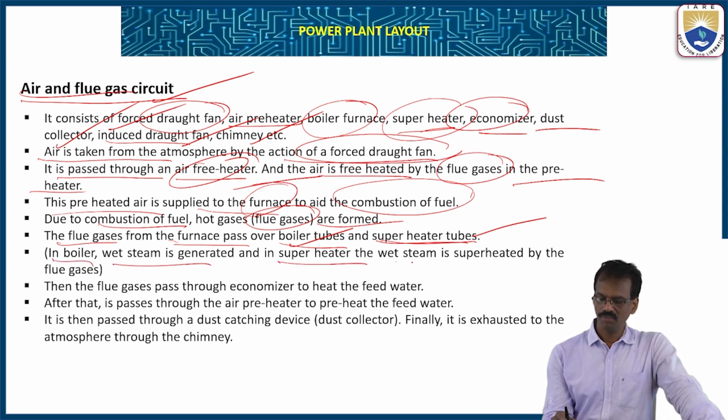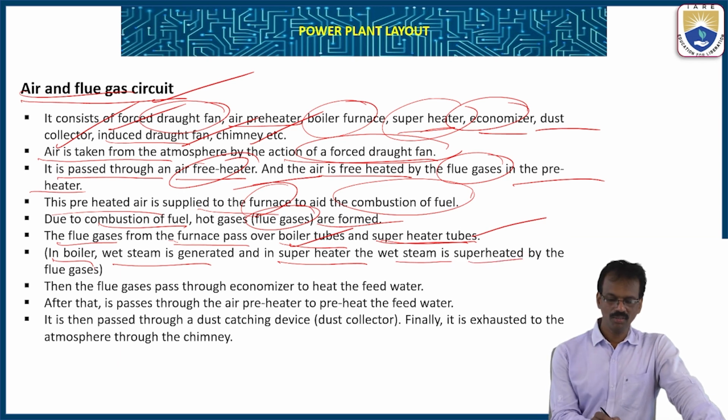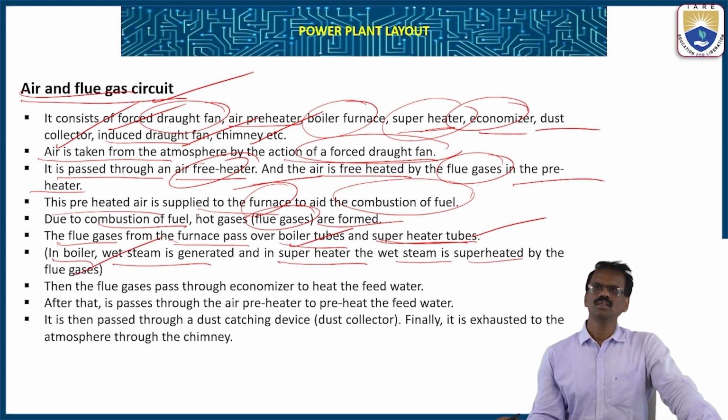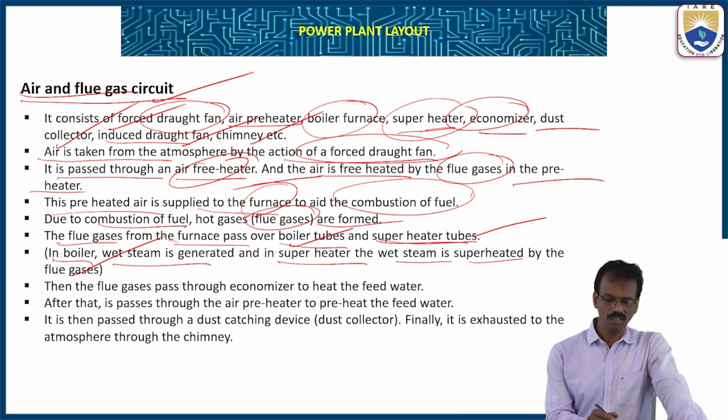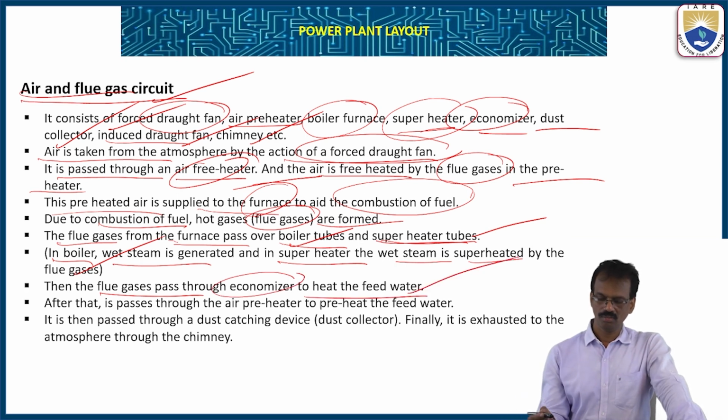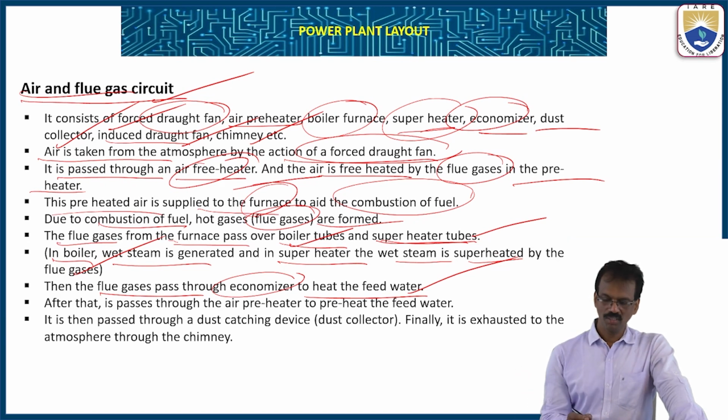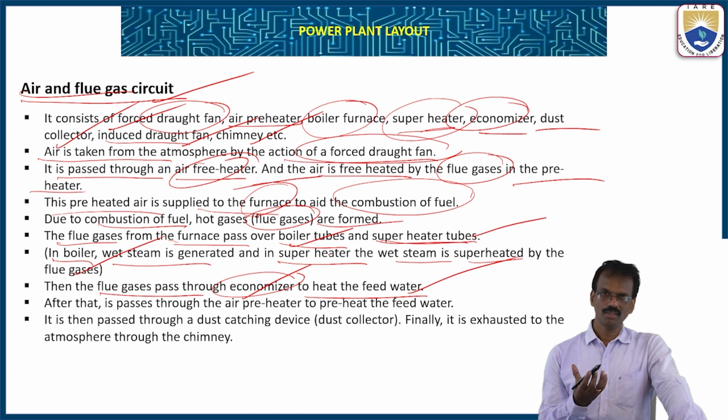In the superheater, the wet steam is superheated by the flue gases. It means the steam comes to the superheating position with the help of these flue gases. Then the flue gases pass through the economizer to heat the feed water also. The water collected from the feed pump is sent to the economizer. In the economizer, the temperature of the water is increased with the help of the flue gases.